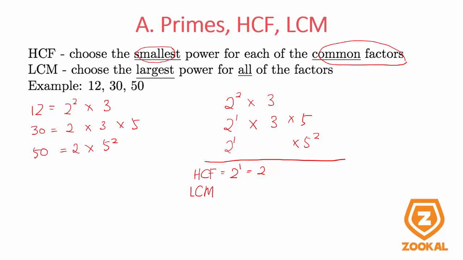For LCM, on the other hand, it doesn't matter whether the factors are common or not. We take all the factors and we take the largest power, which is equal to 300. So those are the steps when you want to find HCF and LCM.